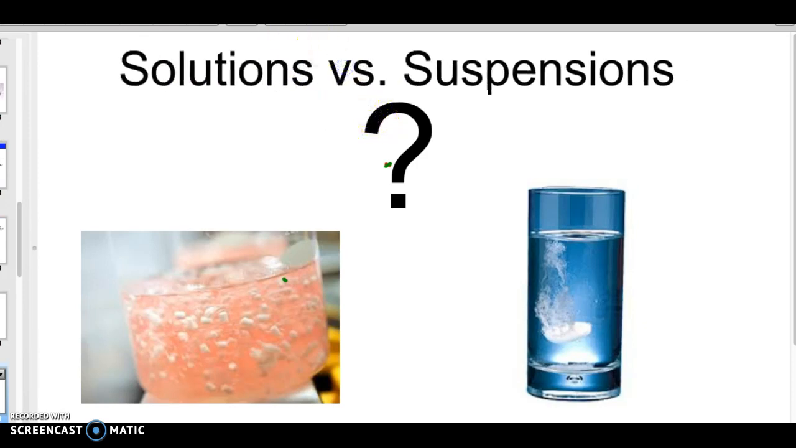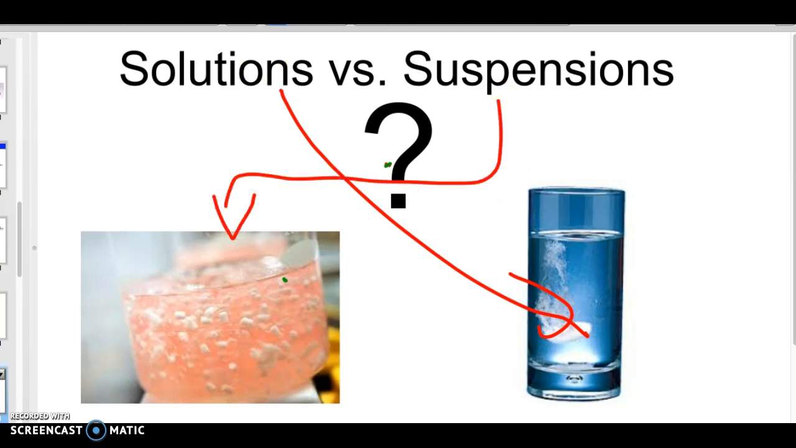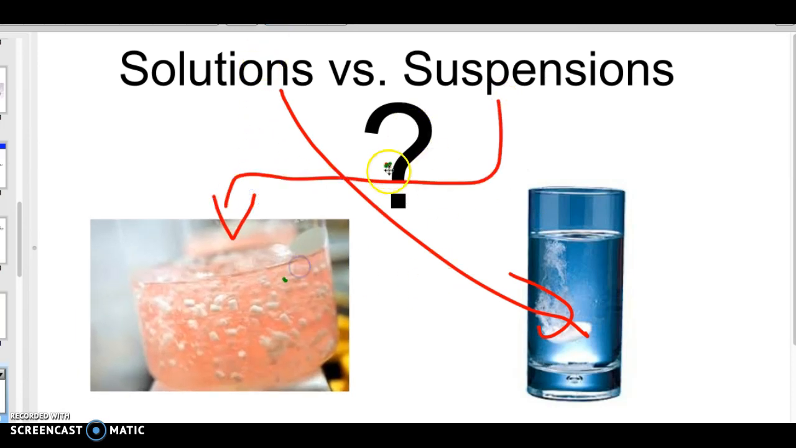Now sometimes things don't dissolve in water, and when they don't, we call that a suspension. Think of things suspending in the water, or think of Italian dressing where the herbs don't dissolve, they are suspended in it, and that would be considered a suspension.